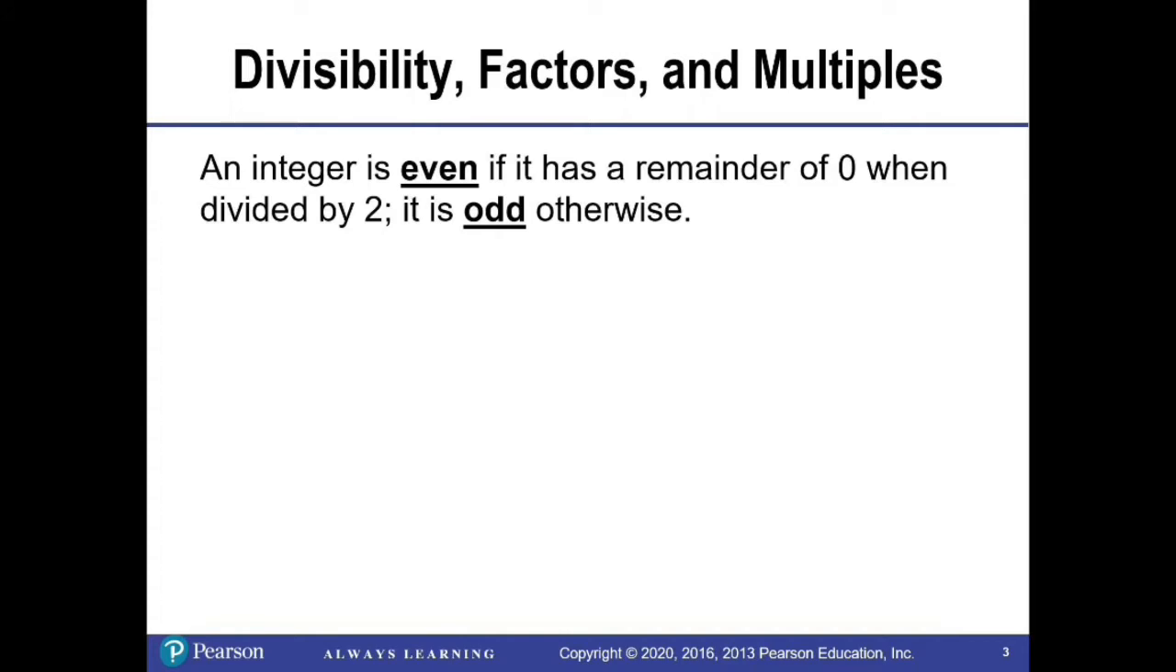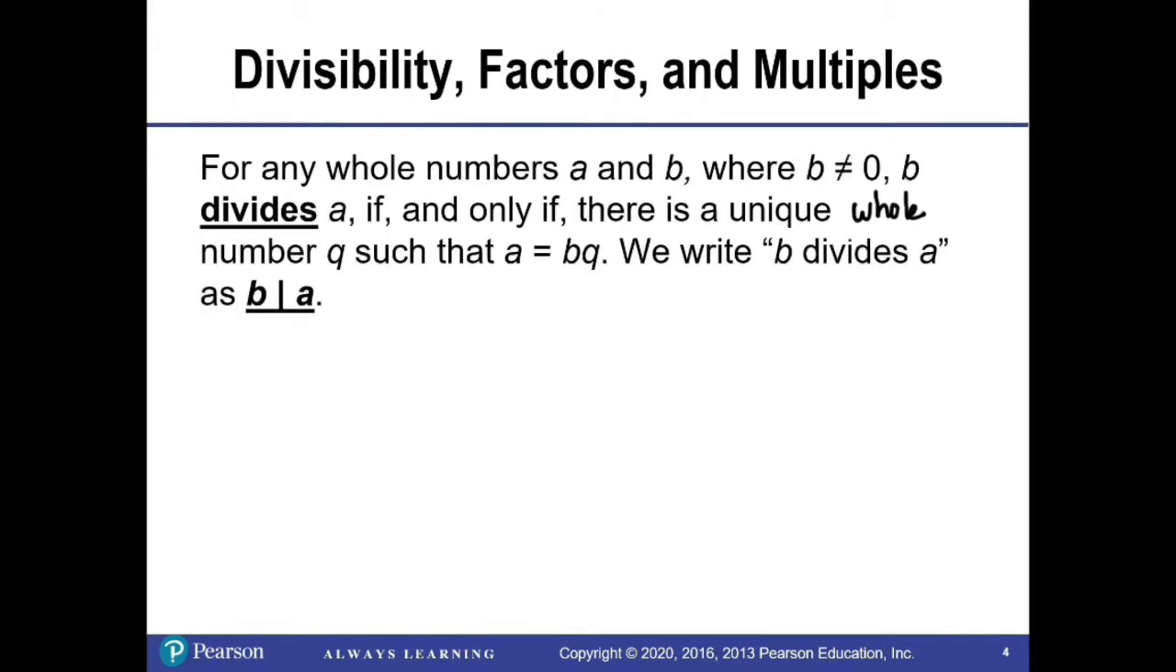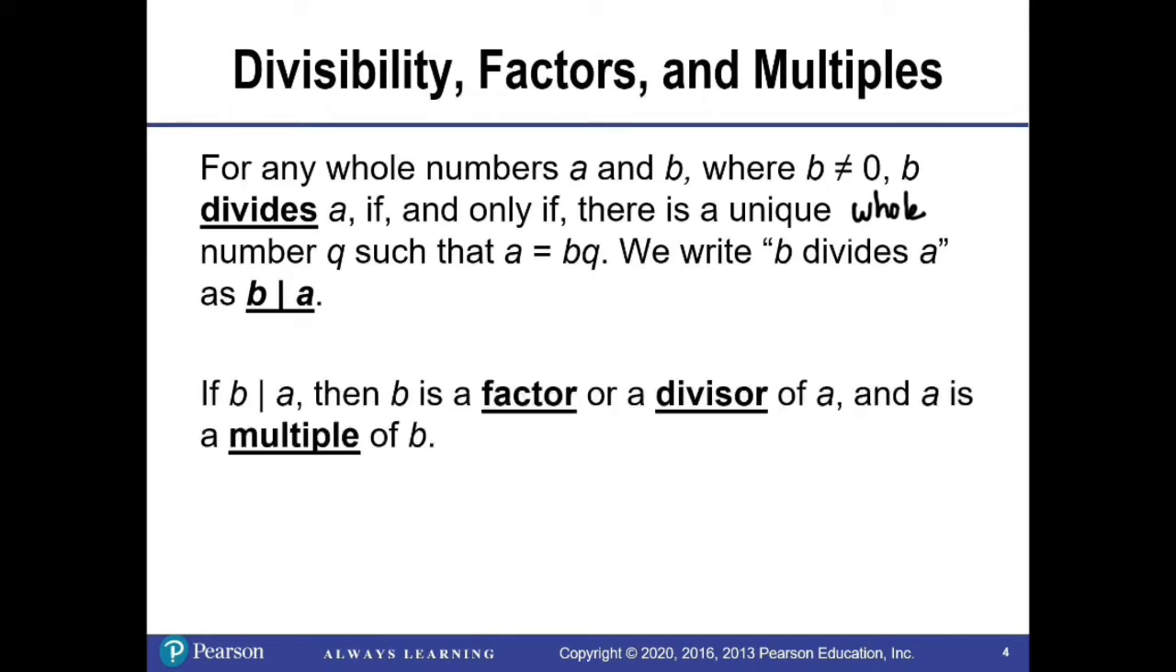An integer is even if it has a remainder of 0 when the number is divided by 2. Otherwise, the number is odd. Now we say for whole numbers that b divides a if and only if there's a unique whole number that we can multiply times b and get a. And you see the notation that we use for b divides a. If b divides a, then we call b a factor or a divisor of a, and we call a a multiple of b.